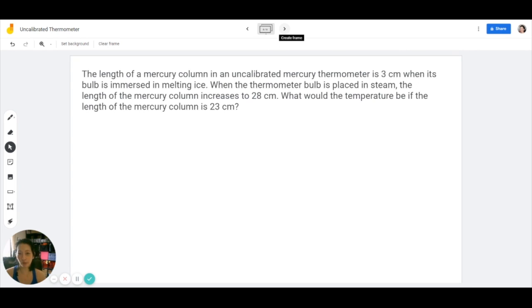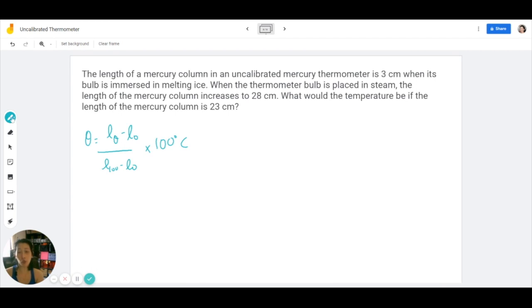I'm going to show you two ways to solve this question. In the end, of course, they come down to the same answer. It has to be the same answer, but I'll show you both ways. First method is to use the formula as is. I'm going to rewrite the formula here. Theta equals L theta minus L0 over L100 minus L0 times 100 degrees Celsius.